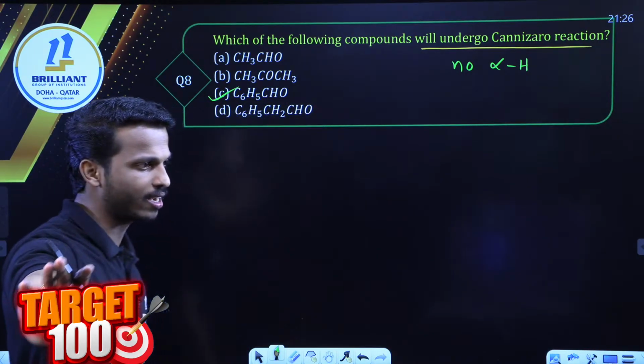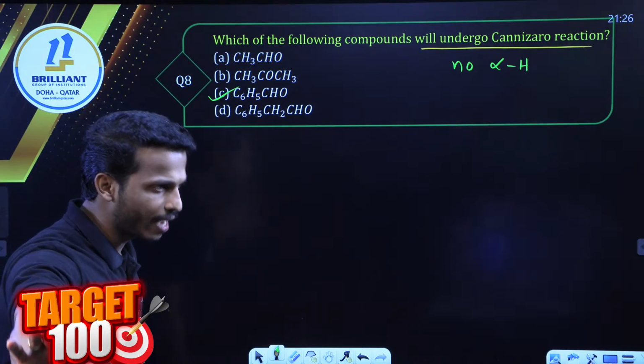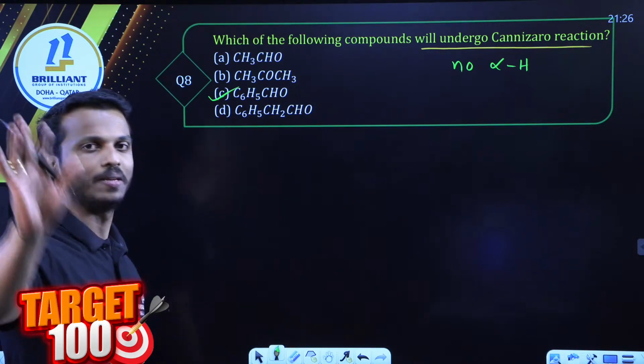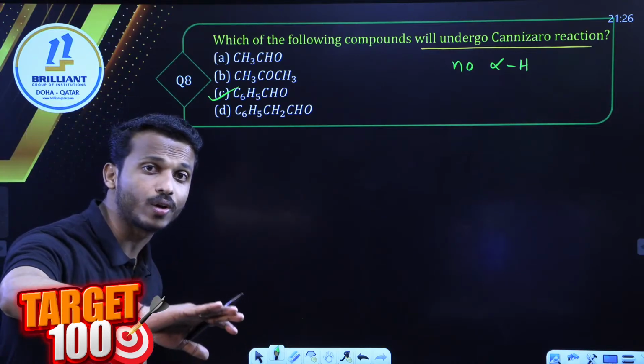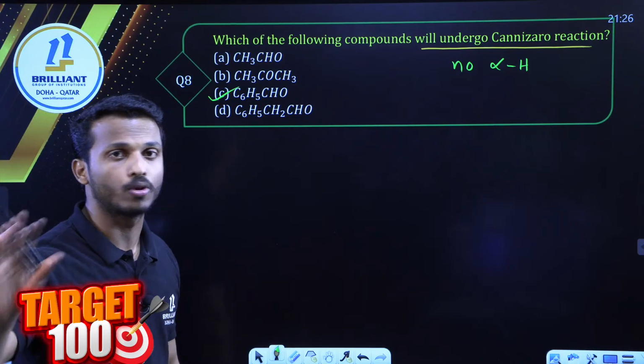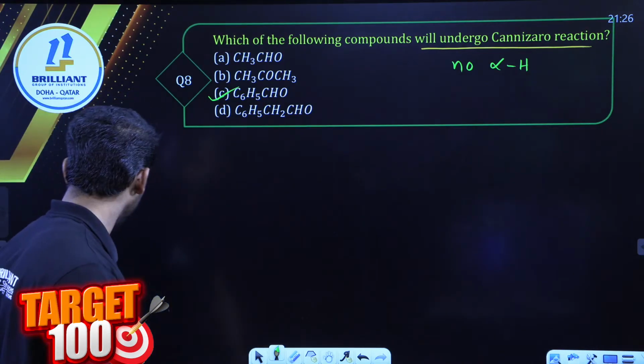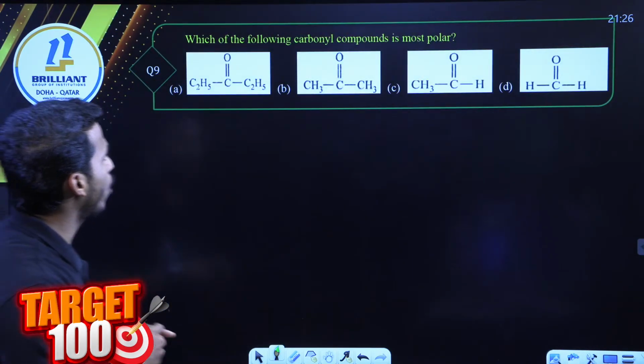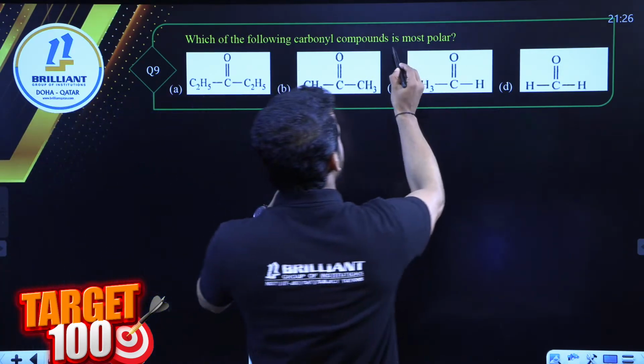Yes, correct. Abdul, starting with C, that is the correct answer. So Cannizzaro reaction, dear all, aldol condensation. Don't confuse them and don't forget about the conditions for them to occur. Okay, next one. Which of the following carbonyl compounds is most polar?